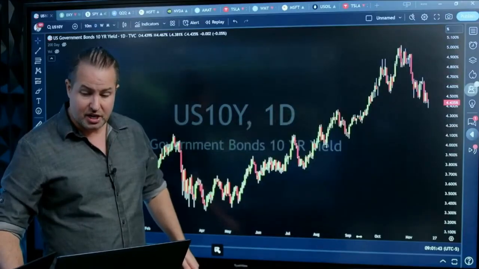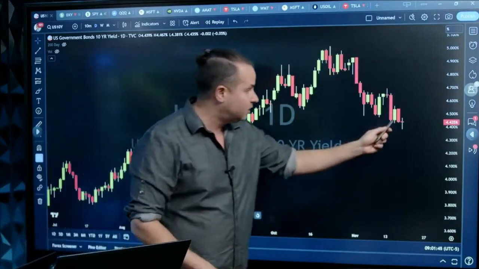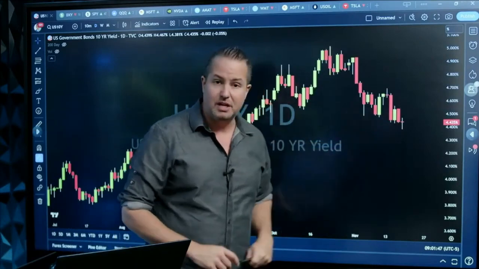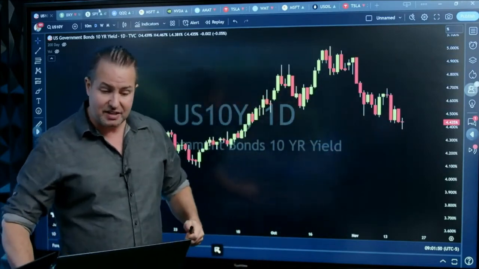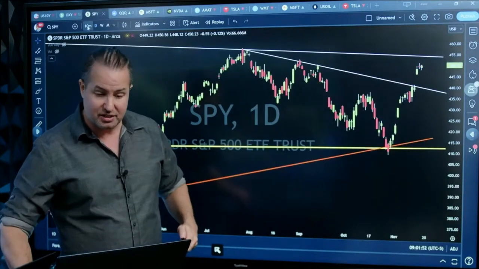Let's zoom in. The 10-year yield is kind of whipping around today. You can see it was down, it was up. It's basically flat on the day. Looking at the S&P 500, let's flip over to the 10-minute chart.